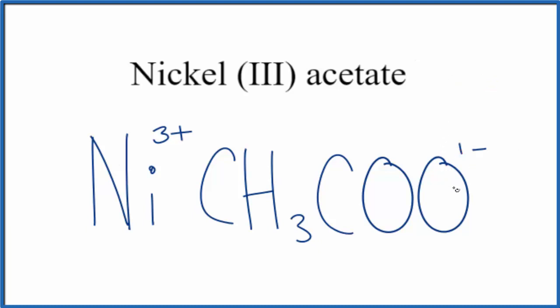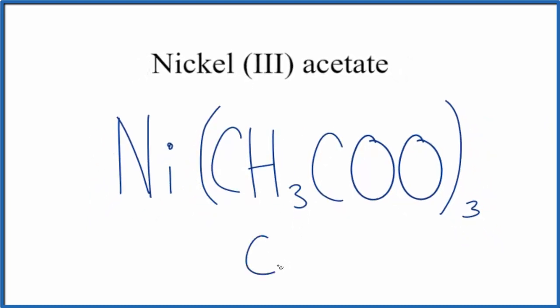Since each one of these acetate ions has a 1- charge, we're going to need 3 of those to balance out the 3+. So we put parentheses and a 3. That gives us the formula for nickel 3 acetate: Ni(CH3COO)3. And again, sometimes you'll see this written as C2H3O2, and there are even a few other ways to write it. They're all just organized differently.